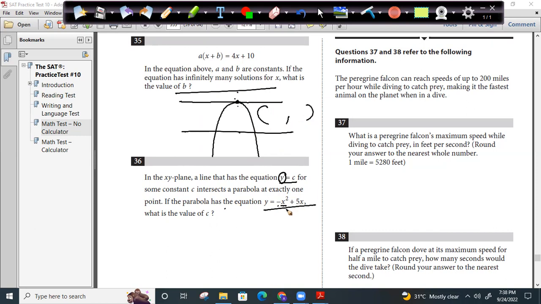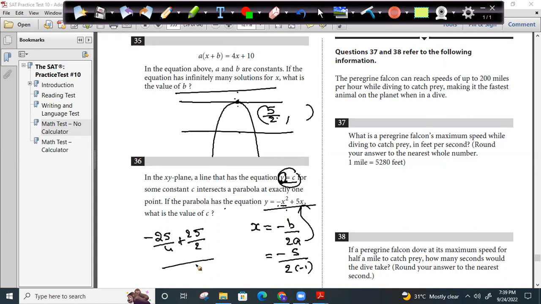So first find the x coordinate. I told you x is equal to minus b by 2a would give you the x coordinate: minus 5 by 2 into minus 1, so 5 by 2 is my x coordinate. But they're not asking the x coordinate, they're asking the y coordinate, y equal to c. So put 5 by 2 in this: minus 25 by 4 plus 25 by 2, LCM is 4, minus 25 plus 50, 25 by 4. So 25 by 4 is the answer.